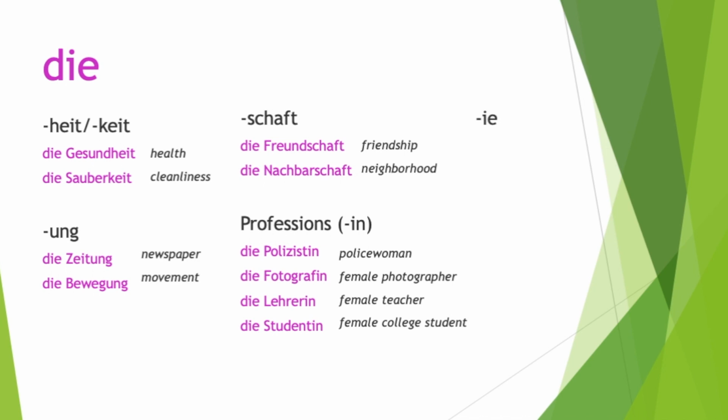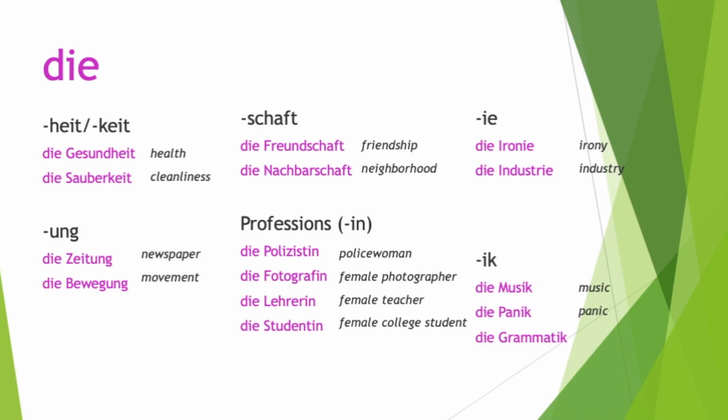Nouns ending in -ie. The IE is pronounced like a long E, okay? Die Ironie, irony. Die Industrie, the industry. You see how in English you would stress the first syllable? The irony, the industry. In German, however, you just stress the last syllable. Die Ironie, die Industrie. Nouns ending in -ik, like die Musik, you already know that one, that's music. Die Panik, panic. Die Grammatik, grammar.